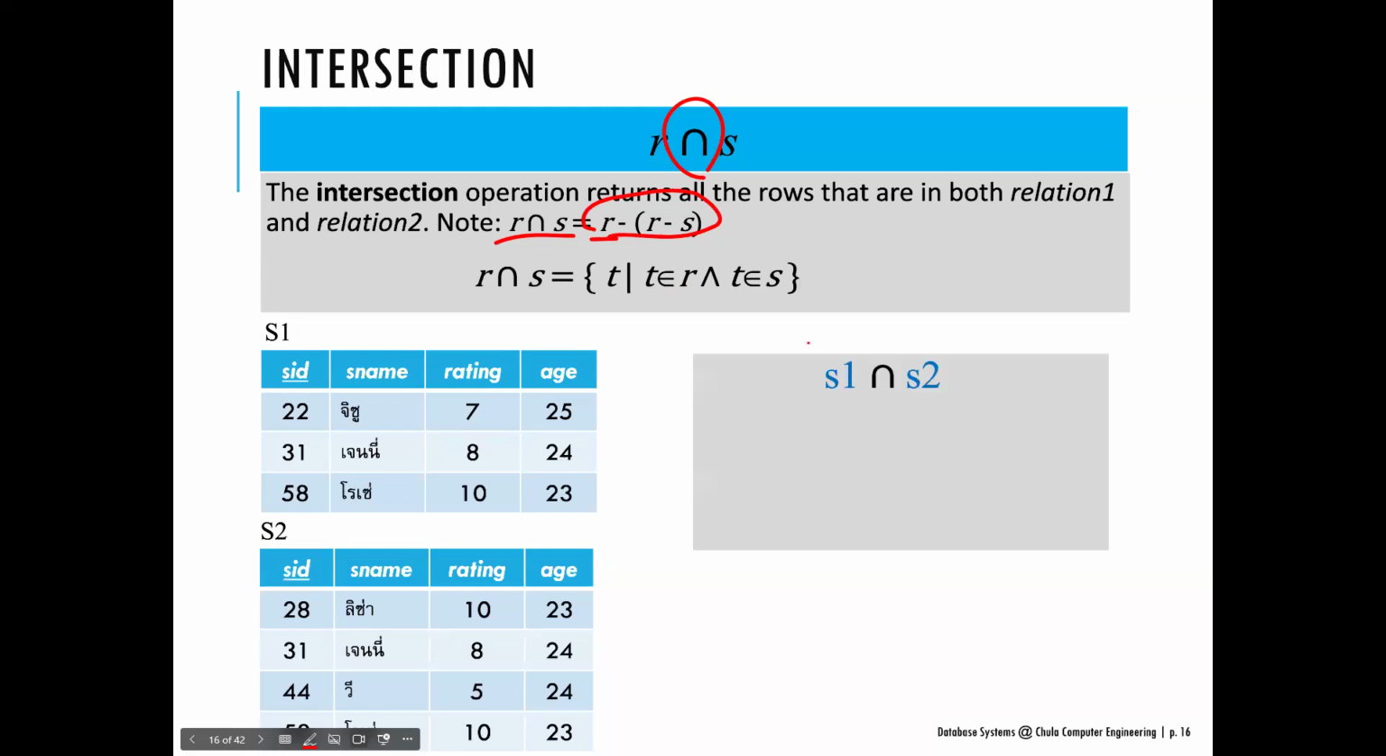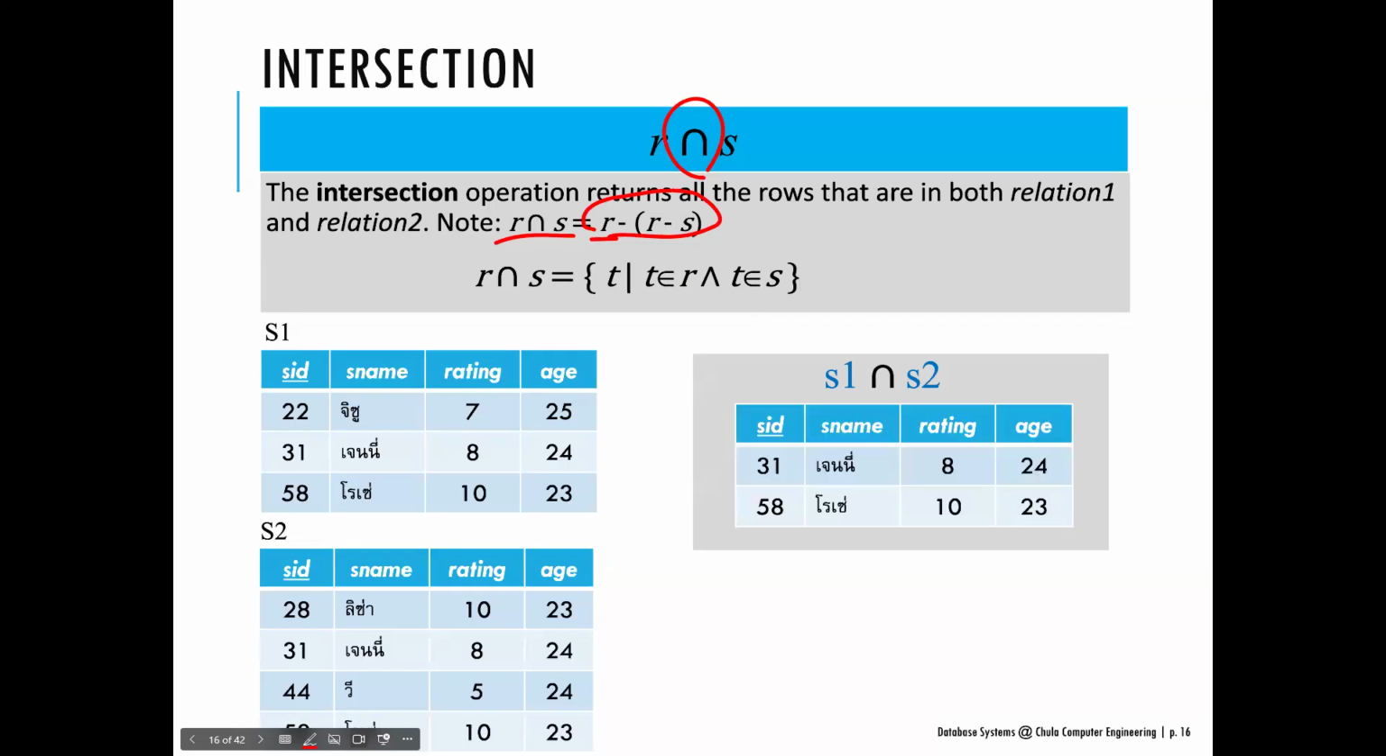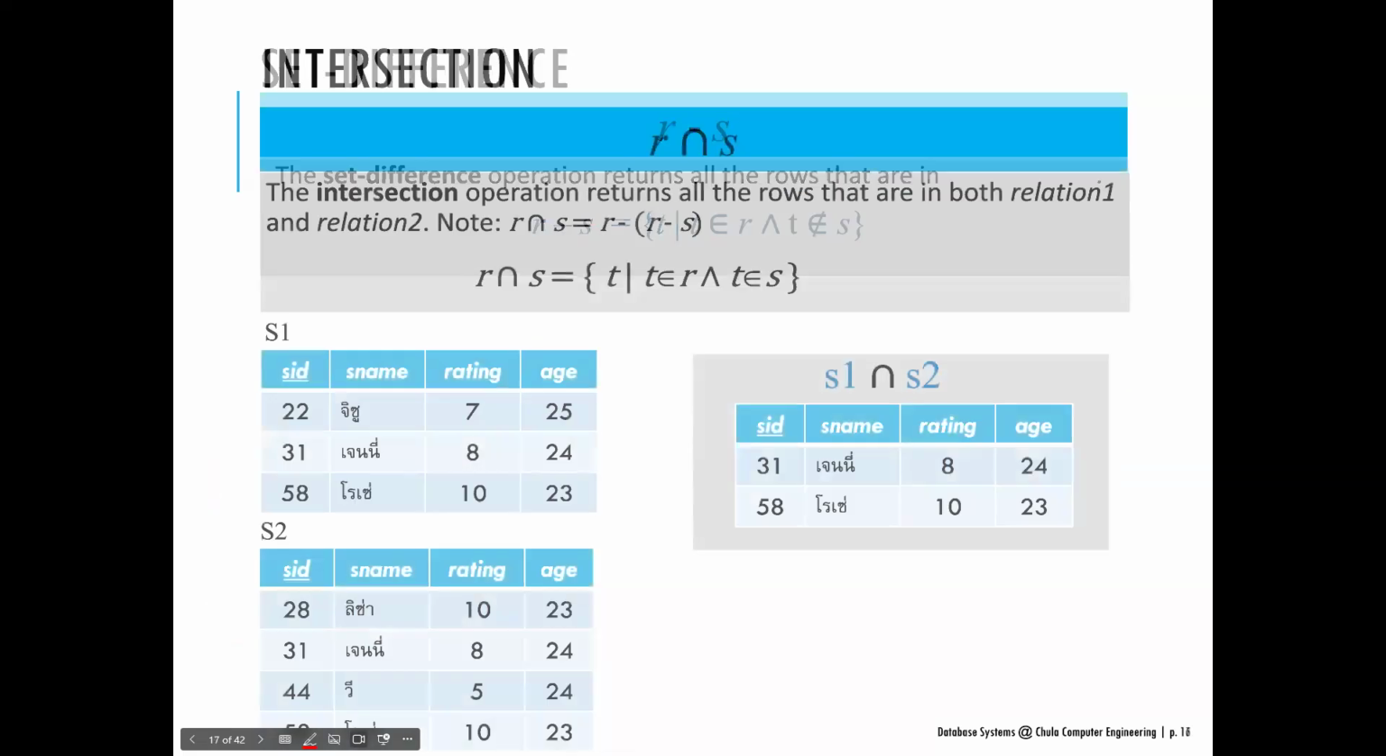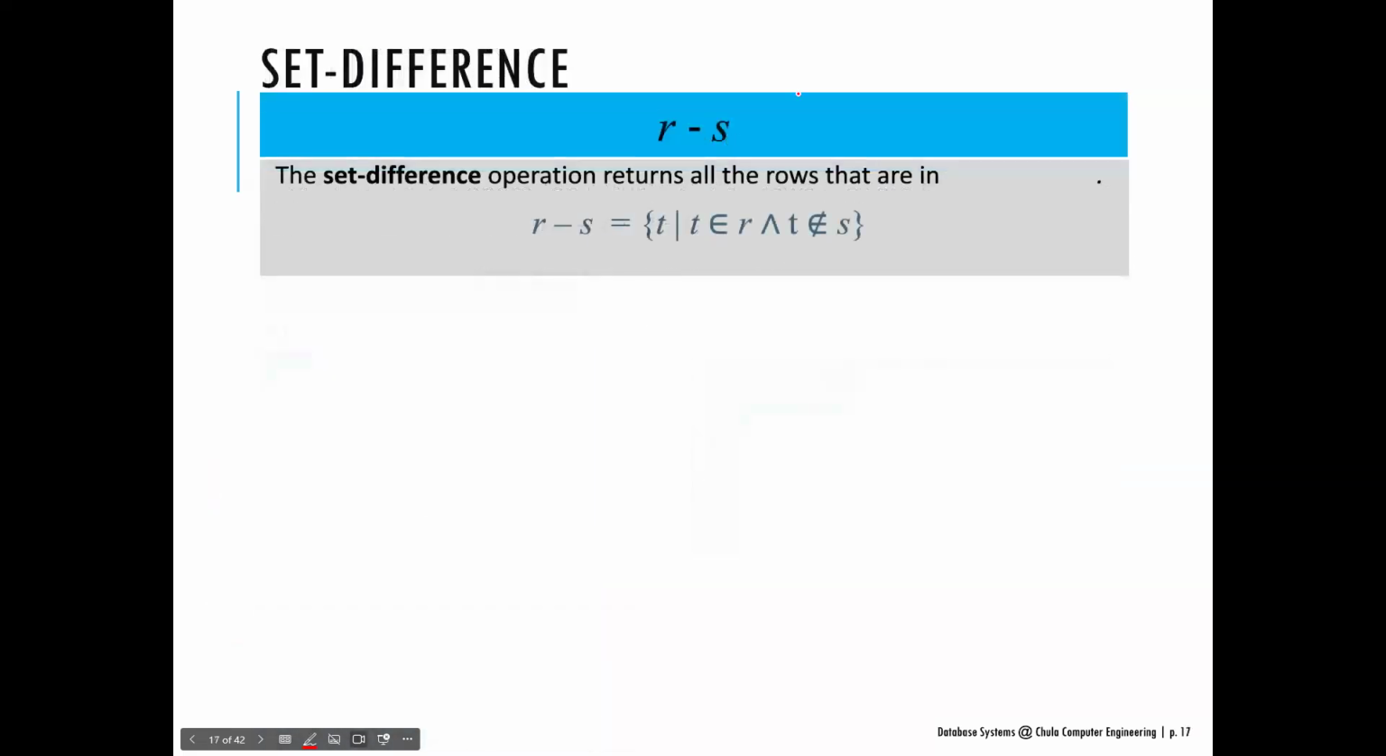So in this case, if I do S1 intersect S2, it means that it has to have the member on both sides, right? So I have 31 and 31 here, the same, and I have 58 here. But I don't have 22 in S2, and I don't have 44. So basically it has to have members on both sides.